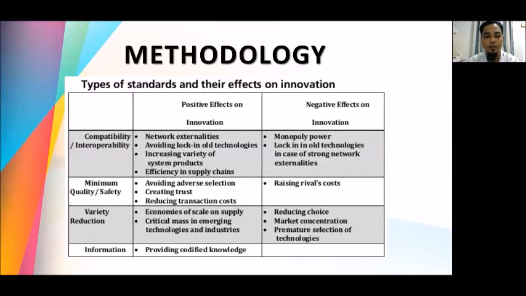Third type of standard and its effect on innovation is variety reduction. Positive effects on innovation are economies of scale on supply and critical mass in emerging technologies and industry. But negative effects on innovation are reducing choice, market concentration, and premature selection of technology. And the information standard's positive effect on innovation is providing codified knowledge.